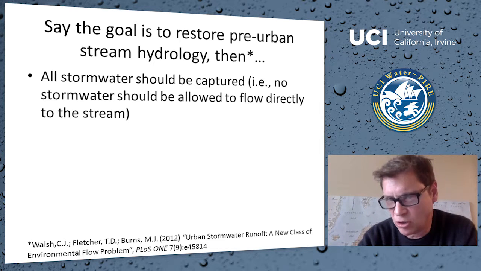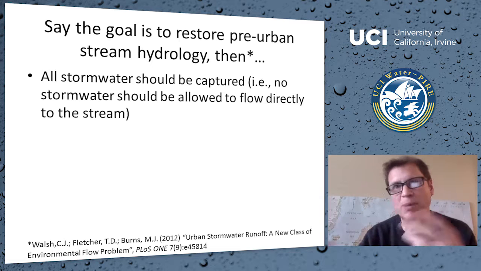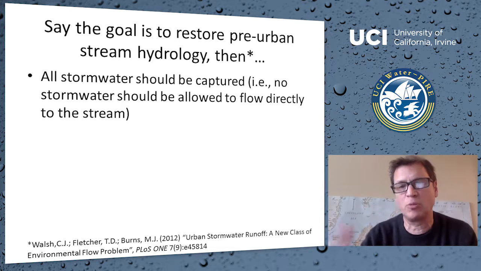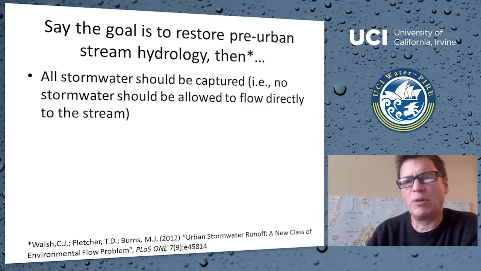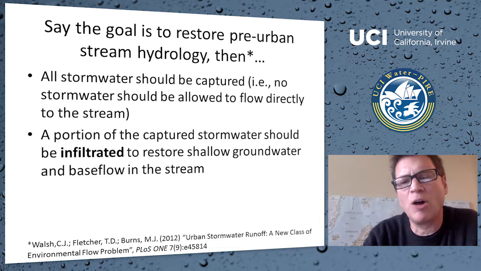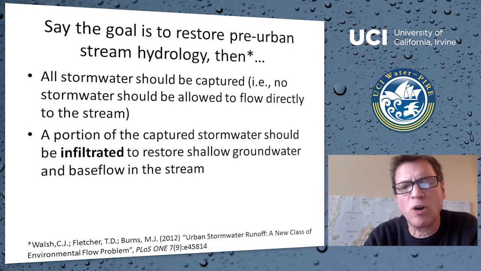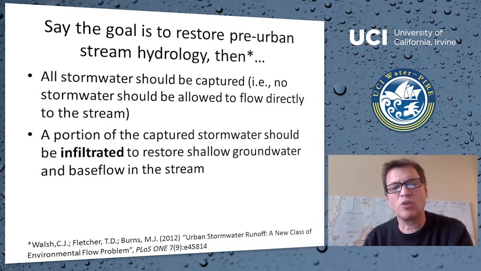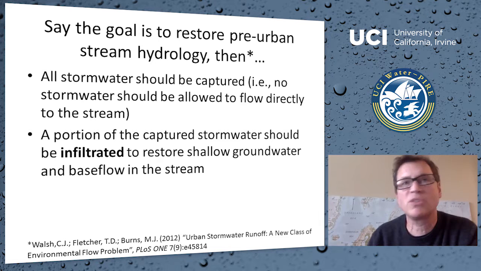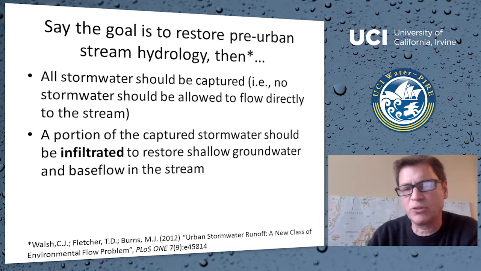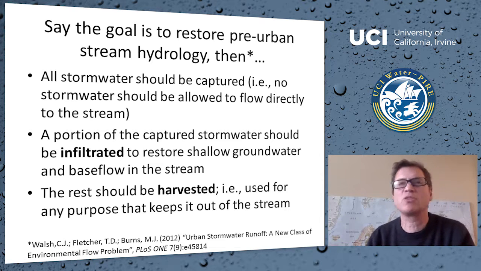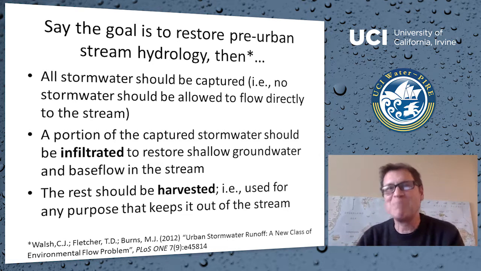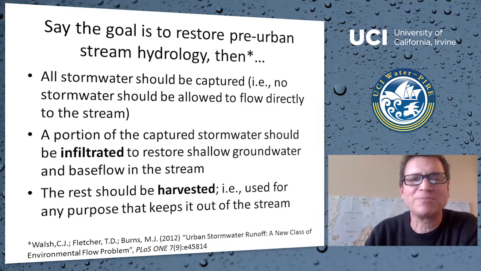One is that you would try to capture all of that stormwater. So this is basically the same thing I just showed graphically, but in words. So you capture all of the stormwater locally. You don't let any of it flow directly to the stream through the formal drainage system. A portion of that captured stormwater, you're going to infiltrate to again restore the shallow groundwater and base flow in the stream. So that's exactly what we were saying with the infiltrated LID. And then the rest you harvest, you keep it out of the stream. So I'm basically just saying the same thing I did mathematically, but now in words.